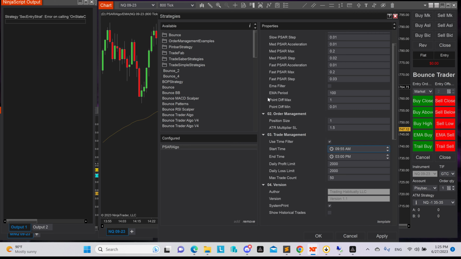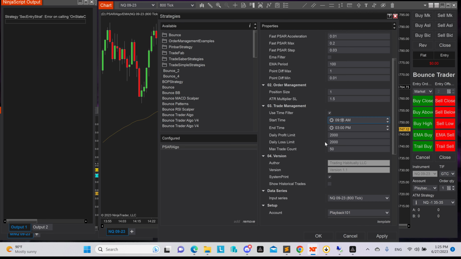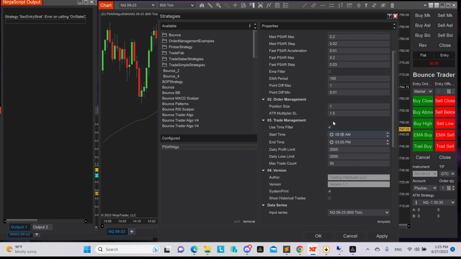So there are two parameters: point difference max and point difference minimum. And there's an ATR multiplier. As you notice, there is no fixed stop loss or take profit. The take profit is handled by the Parabolic SAR stop loss. It's an internal function in NinjaTrader. So it will take profit when it hits the stop loss, basically. But you have to initially define the stop loss.